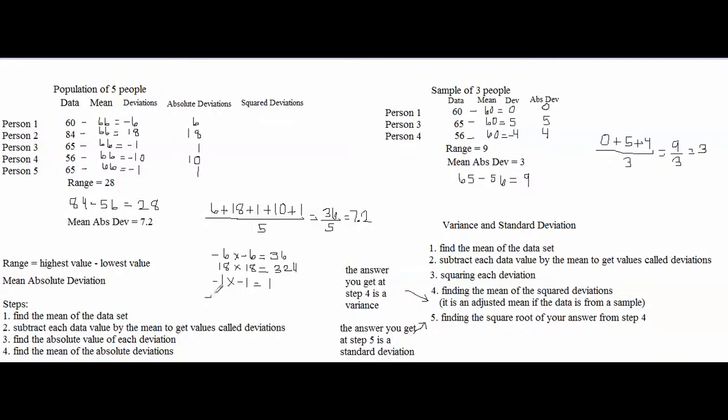Negative 10 times negative 10. That gives you the same answer as 10 times 10. The two negatives cancel out, and 10 times 10 is 100. Now we have negative 1 times negative 1 again, which is just 1. So now we have all of our squared deviations. We'll put them in here.